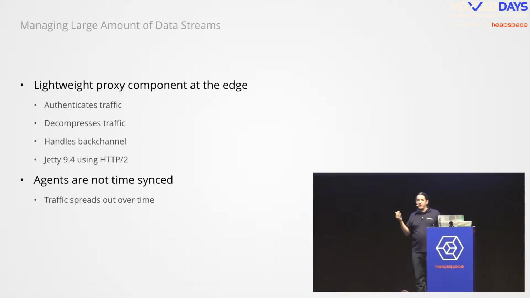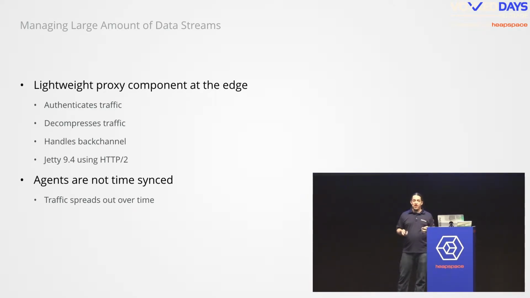But how does the data come in, right? So agents are running on a timer. It turns out that it's very helpful that agents are not time synced. We have what we call an acceptor component, and it gets all this data in. It does authorization, so it checks whether you're allowed to do that or not. It does all the decompression. It's running on a very new version of Jetty using HTTP2, which is great because you no longer have connection handshakes as with previous web protocols. So once you establish a connection, it's good to send on.